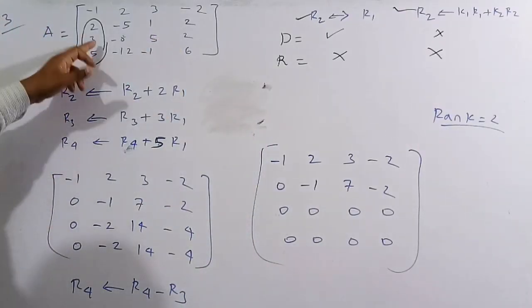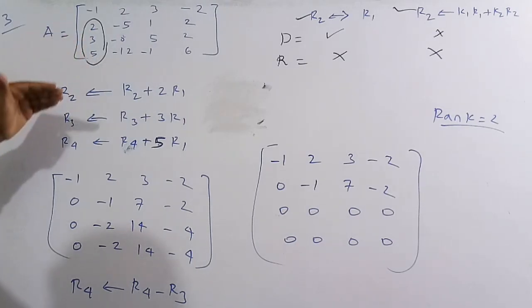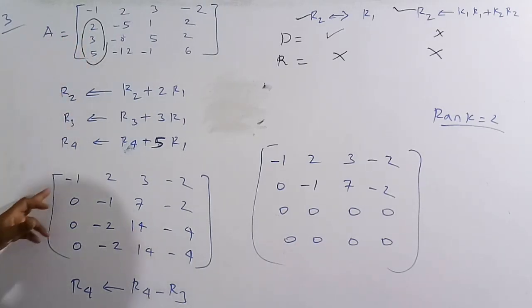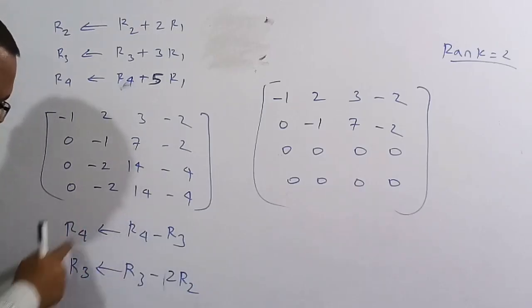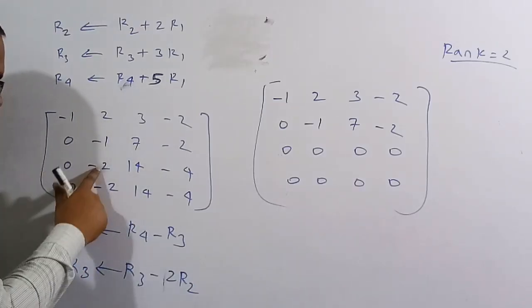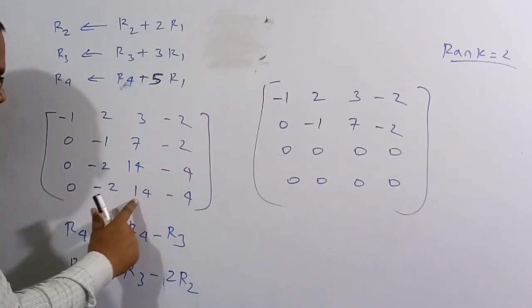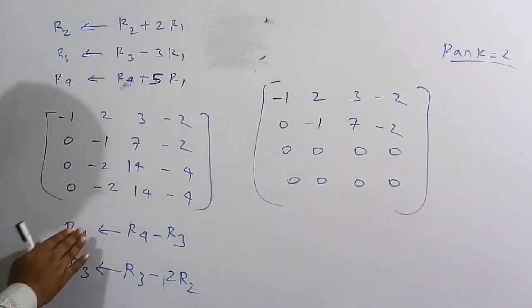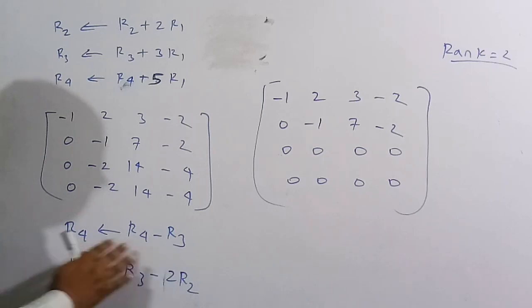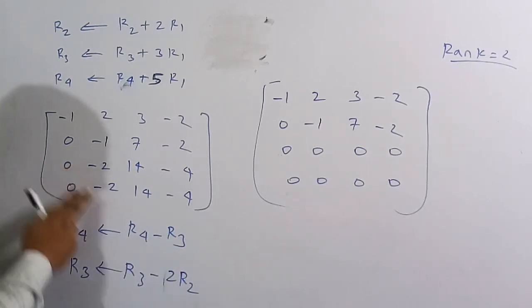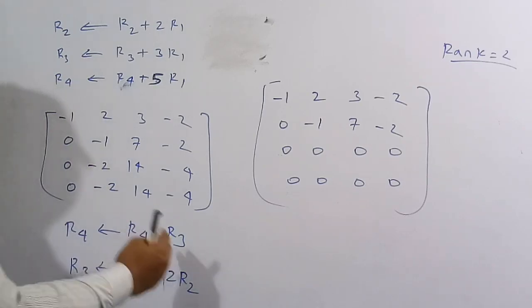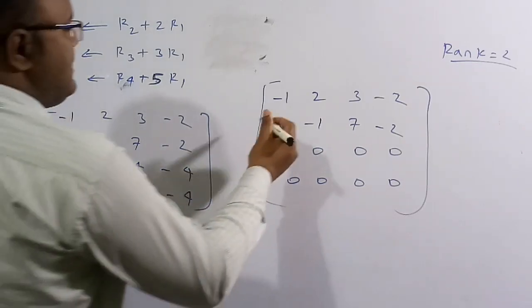Whatever I did for row 2, the same thing you have to do for row 3 and also for row 4 in the same manner. Then we are going to get it like this. Minus 1, and the remaining elements below this minus 1 are 0. If you see carefully, R3 and R4 are the same: 0, minus 2, 14, minus 4, and 0, minus 2, 14, minus 4. So what I am going to do is replace R4 with R4 minus R3, and similarly R3 with R3 minus 2R1. Then after simplification, finally we are going to get this.